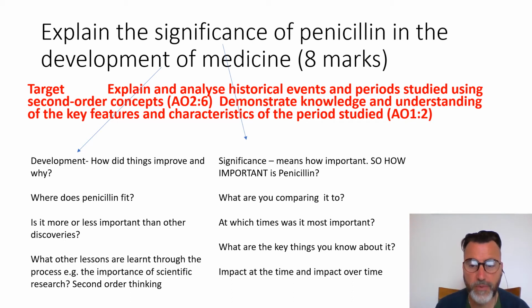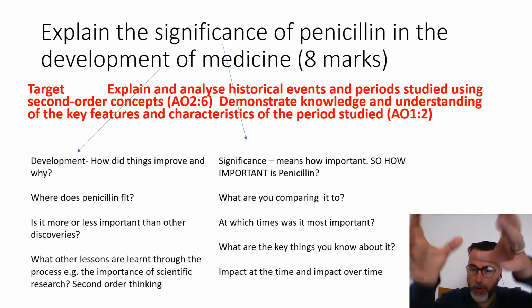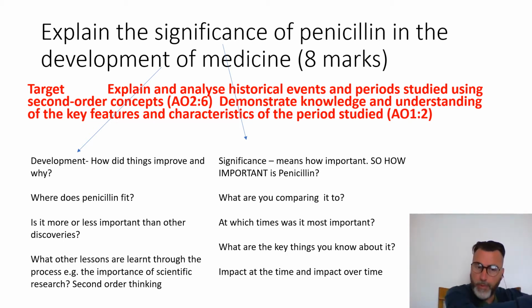Okay, question two. Question 2 is the explain the significance question. In easy terms, think about it like this. At the top of your paper, you write down: significance means how important over a period of time. It's more than just saying it's important. It was important, then it might become more important, then it might become less important, then more important again. So, development over time. Explain the significance of penicillin in the development of medicine.